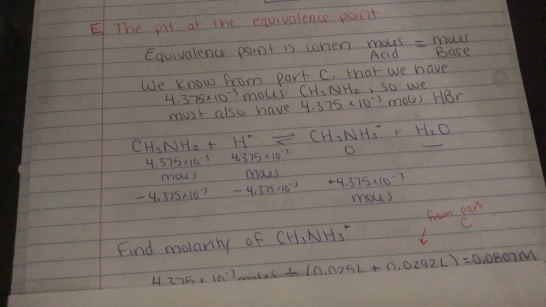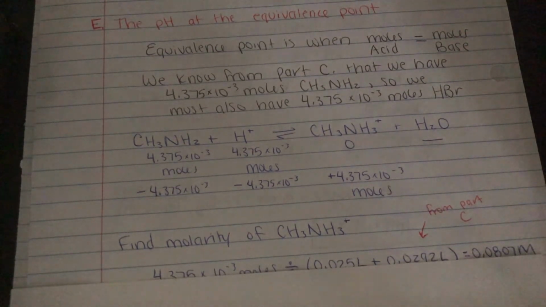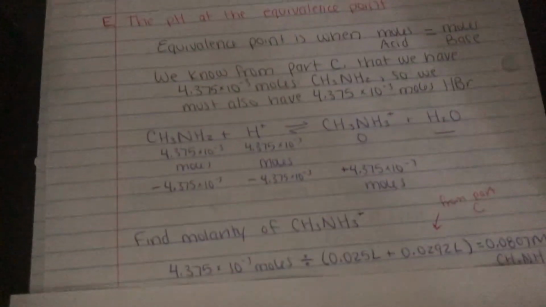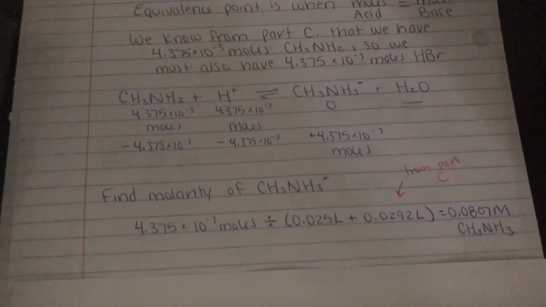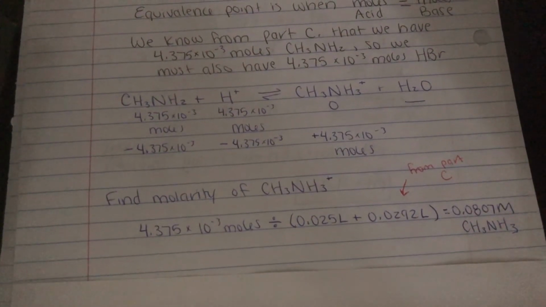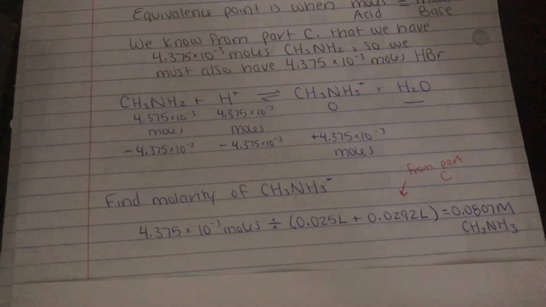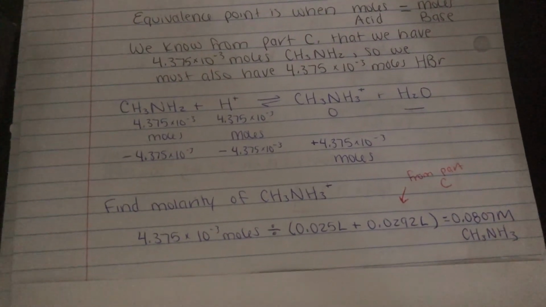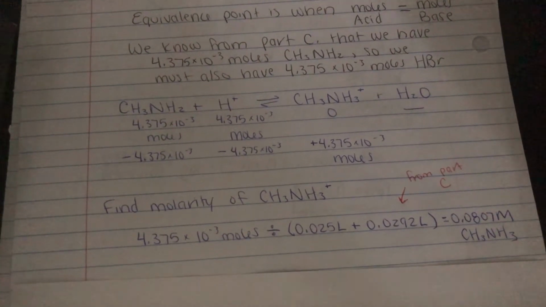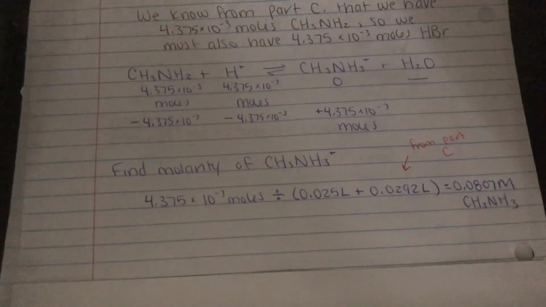So we must find the molarity of this methylammonium, and in order to do that, we take the moles of it and divide by the overall volume. So we take the initial volume plus the volume of added acid, which is from part C, and we get that it's 0.0807 molar methylammonium ions.